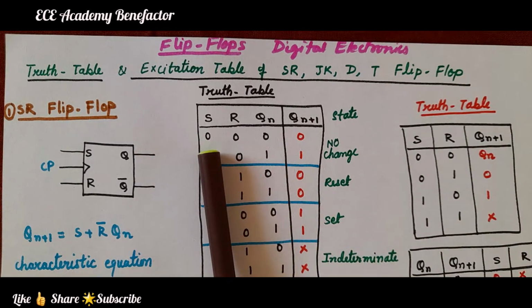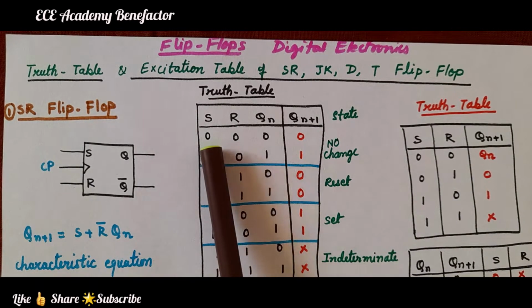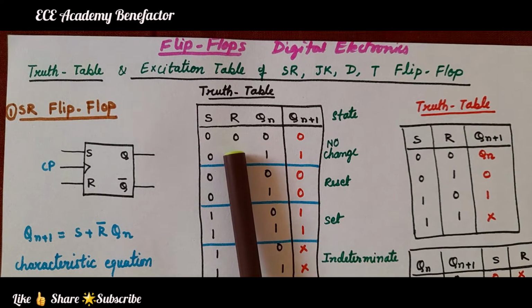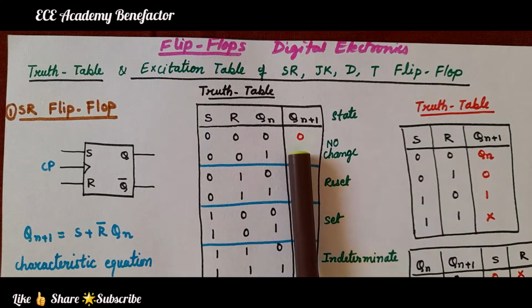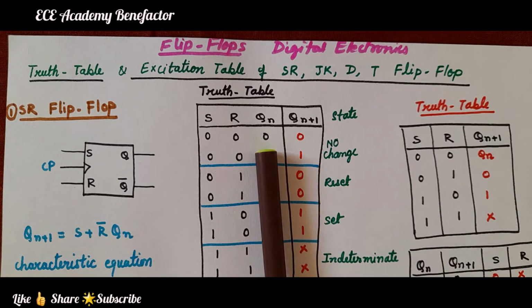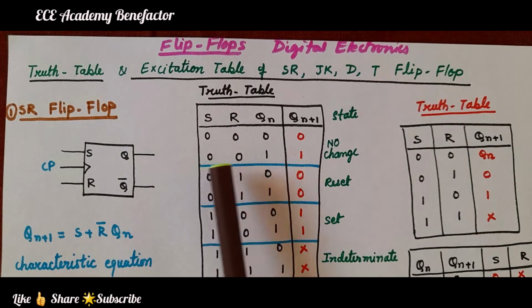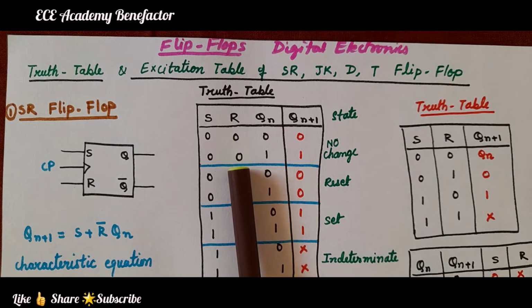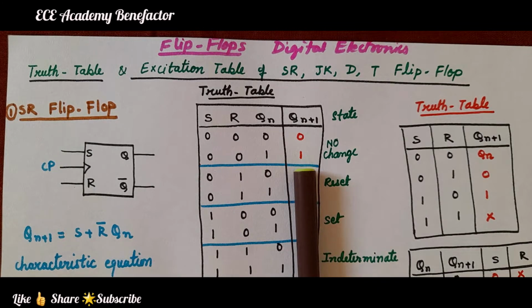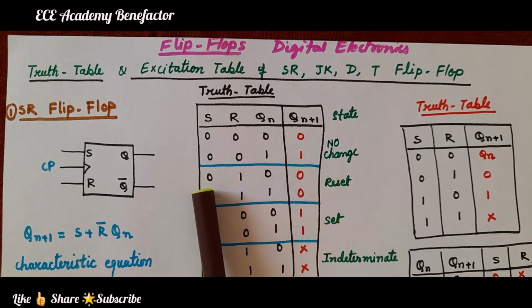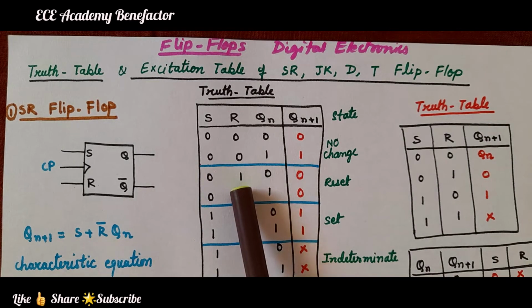So, we have to see here, when both S and R are 0 0, there is no change. No change means whatever is Qn, the same thing will be reflected at Qn plus 1. So, it is written as 0 because it is 0 here. Again S and R are 0 0, no change state. No change means whatever is at Qn is reflected at Qn plus 1. So, it becomes 1.